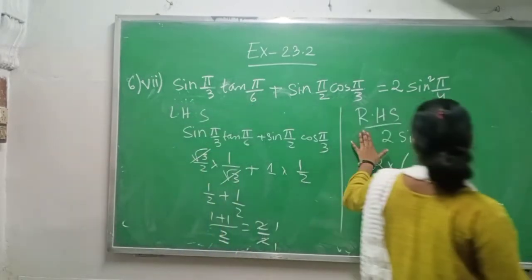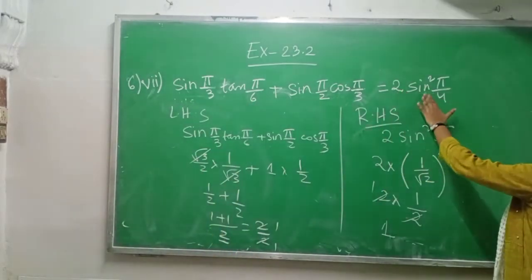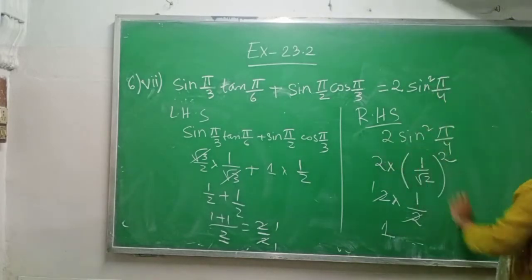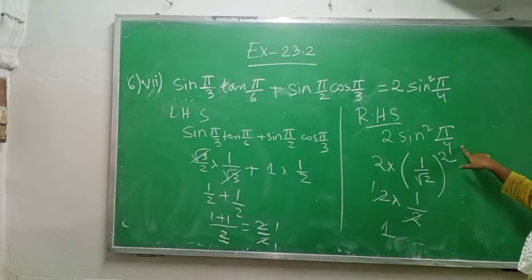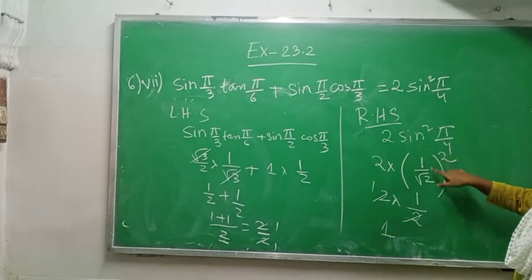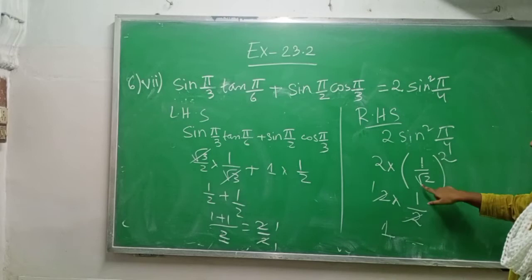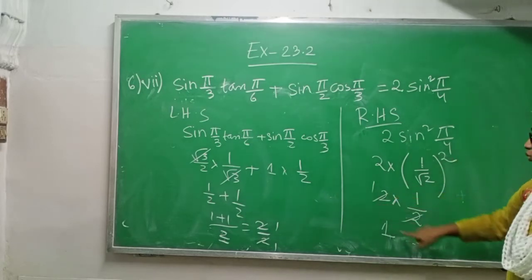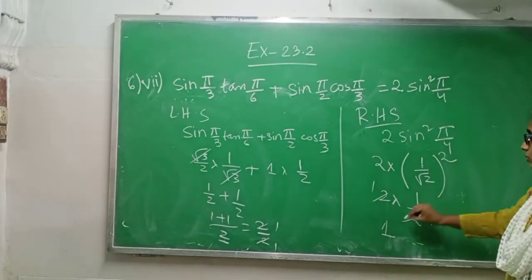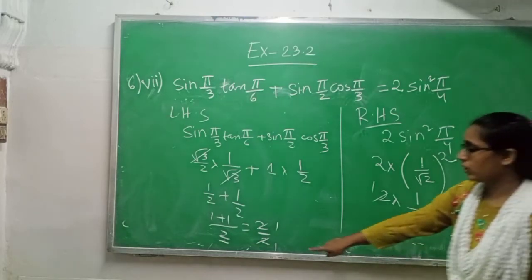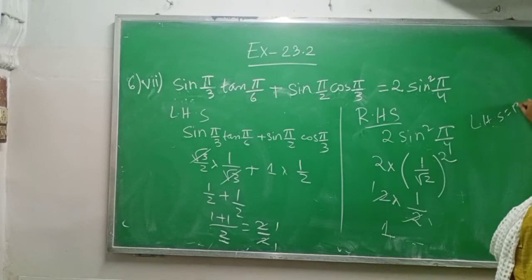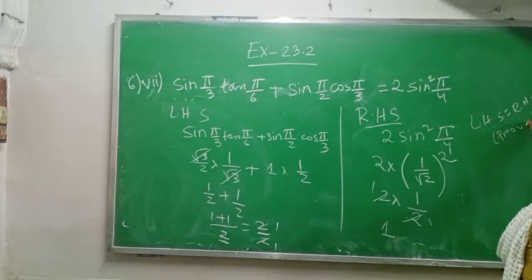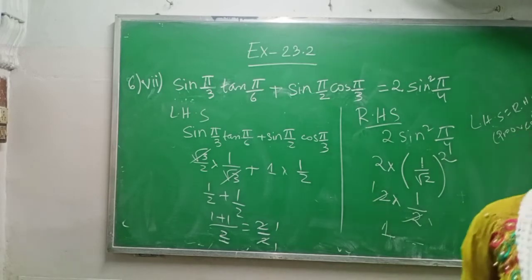Now same thing you will do in RHS. In RHS you have 2 sin square pi by 4. 2 you will write as it is. Sin square pi by 4 value is 1 by root 2 whole square. 1 square will give you 1. Root 2 square will give you 2. Now 2 ones are 2, 2 ones are 2 will cancel out. 1 ones are 1. So in LHS you are getting 1. In RHS you are getting 1. So what you will write? LHS equals to RHS. Okay, complete this one.